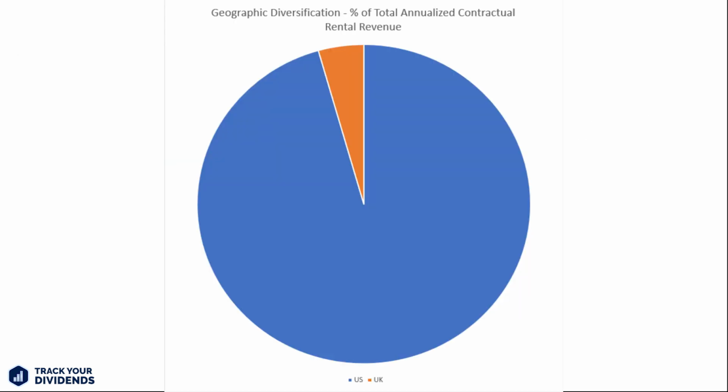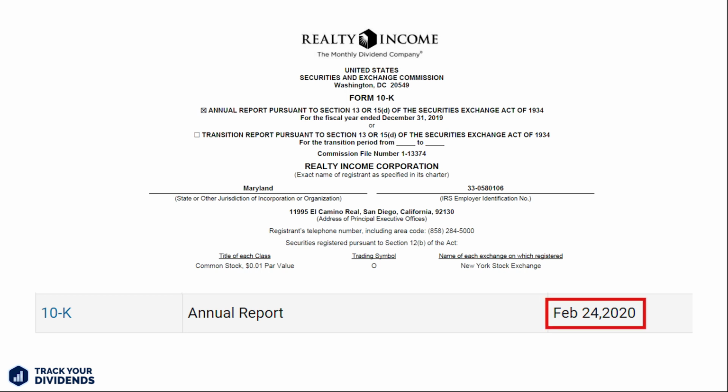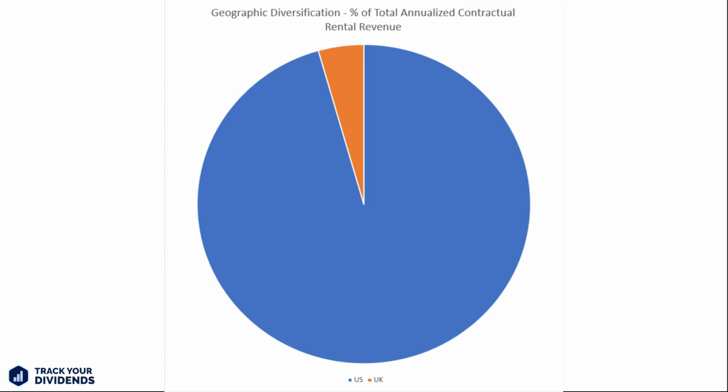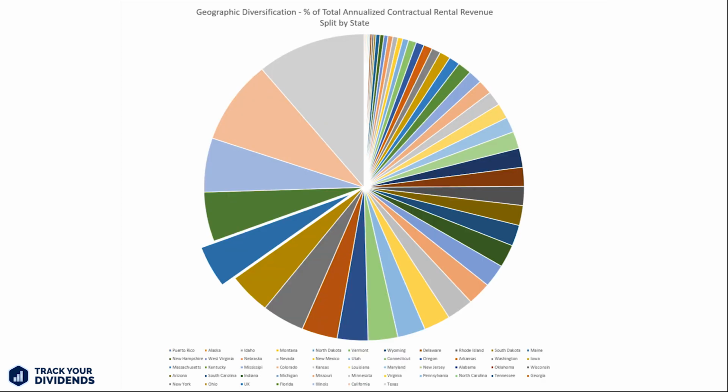properties. This pie chart shows us the percent of where Realty Income's annual contractual rental revenue comes from. This information is from the most recent 10K, which was released in February of 2020. It can also be found on their investor relations website. Looking at this pie chart, it is very clear that most of their annual revenue comes from the US, with only about 4.4% of it coming from properties owned in the UK. Just a small thing to note is that properties owned in Puerto Rico are also included in the US annual revenue percentage. We can also split this chart up further and look at the percent revenue based on state.